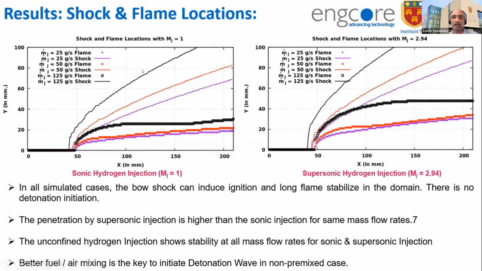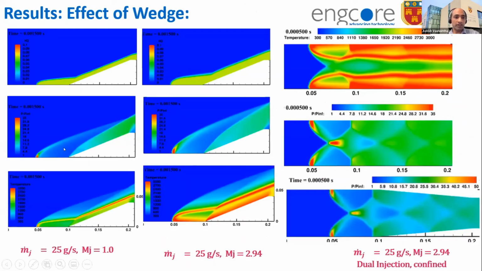There is no detonation inside for a non-confined region, because we have a free stream flow, and just by hydrogen injection we cannot obtain a detonation front here. The point is, if we have better fuel-air mixing or proper injection strategies, we might obtain a detonation there. There is another case where I introduced a wedge, which again shows there is combustion, there is a flame, but it shifts along with the wedge, and there is no detonation inside.